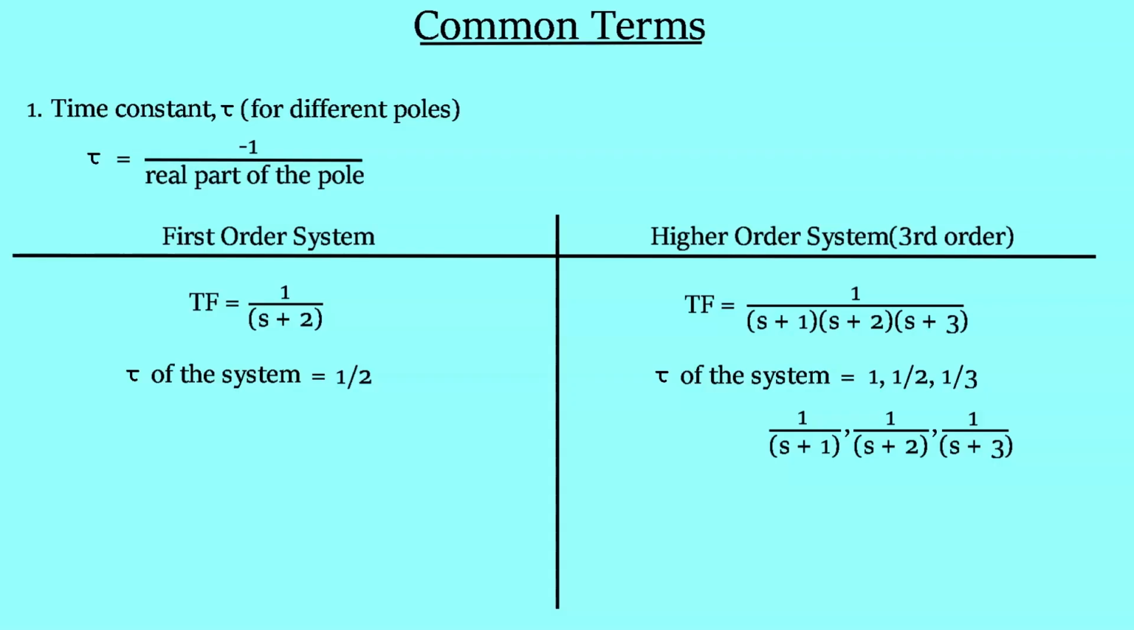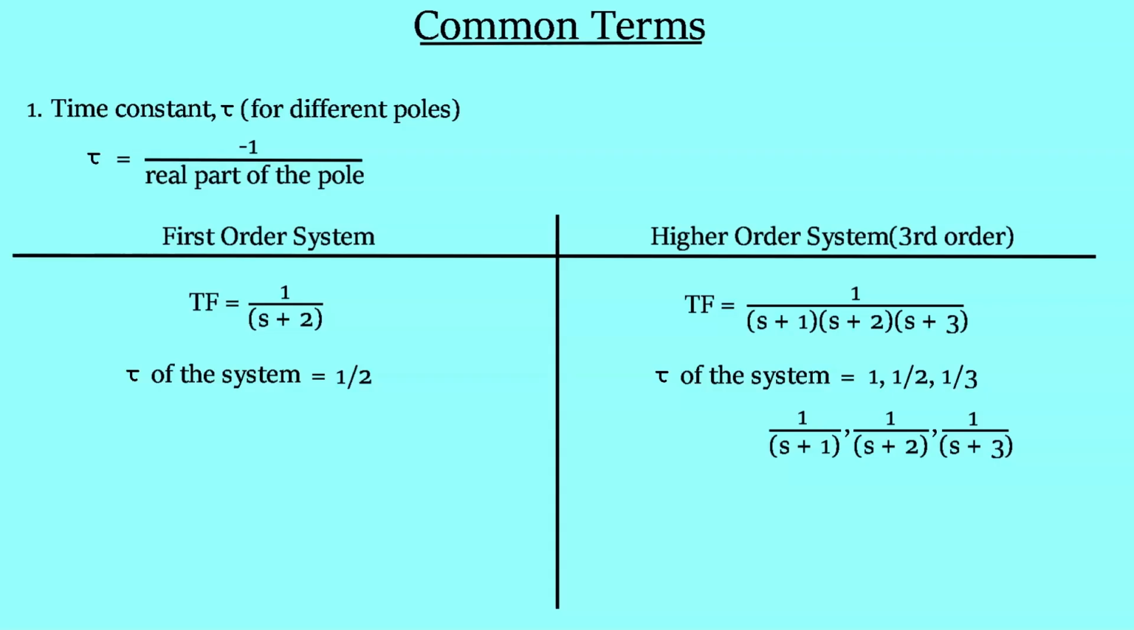The transfer function of the third order system is shown. There will be 3 time constants for this system, which are 1, 1 by 2 and 1 by 3, but these are the time constants which we will get after assuming what if the different poles of the transfer function are separate first order systems, like 1 upon s plus 1, 1 upon s plus 2 and 1 upon s plus 3.